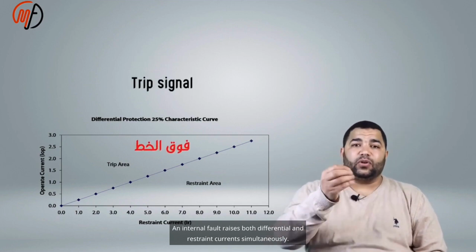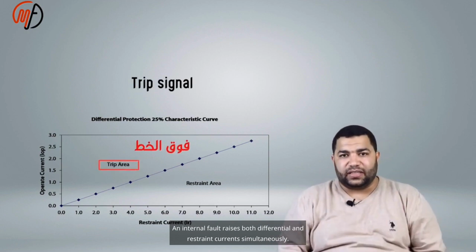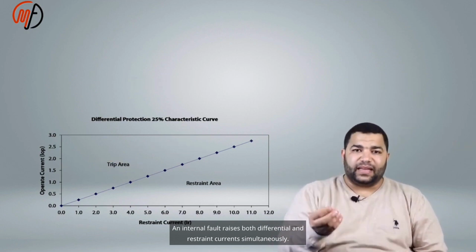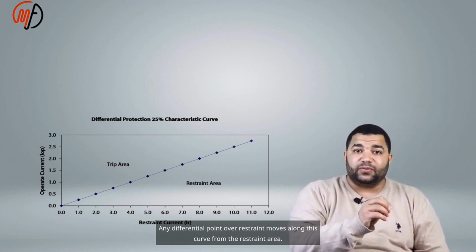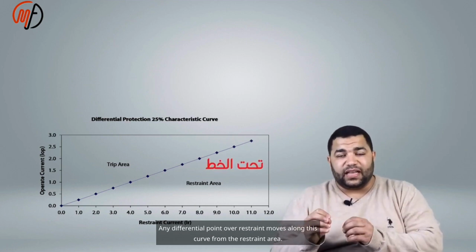An internal fault raises both differential and restraint currents simultaneously. Any differential point over restraint moves along this curve from the restraint area.